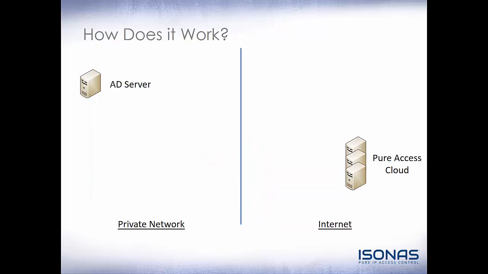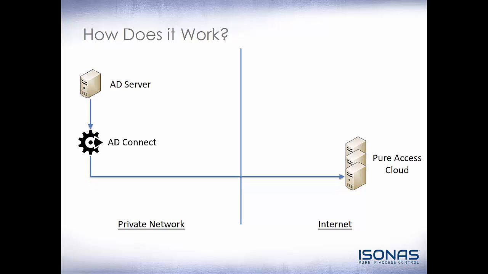So we use a service in the middle called AD Connect that talks to Active Directory, and then it talks out to Peer Access cloud. This ensures your data is secure and there are no external connections directly to your Active Directory server. This integration only pulls data from the Active Directory server. It does not ever send data to the Active Directory server. So any changes made in Peer Access are not pushed down and changing things in your domain.